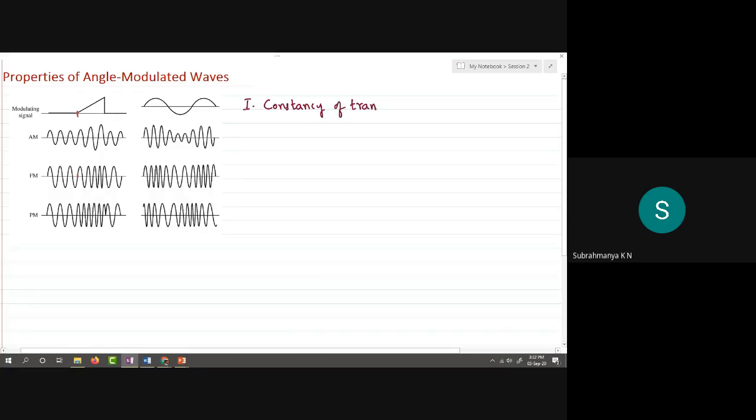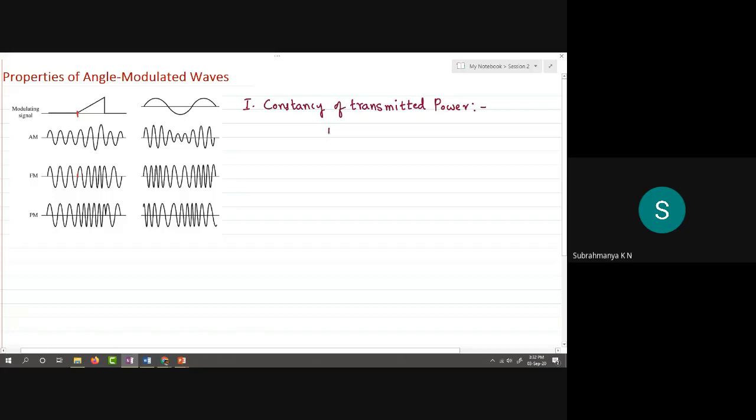transmitted power. So what do you mean by that? Can anybody tell? What do you mean by the constant transmitted power? Do you have any answer? So the power doesn't depend on the amplitude or the frequency or the phase.